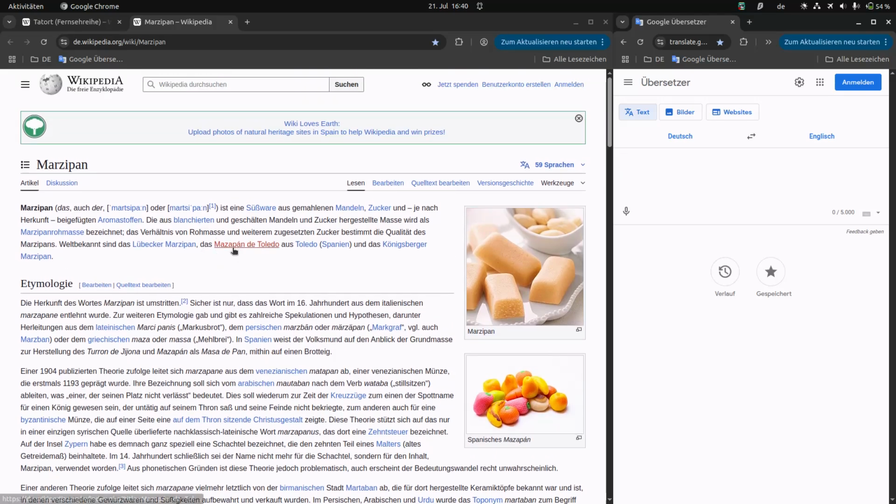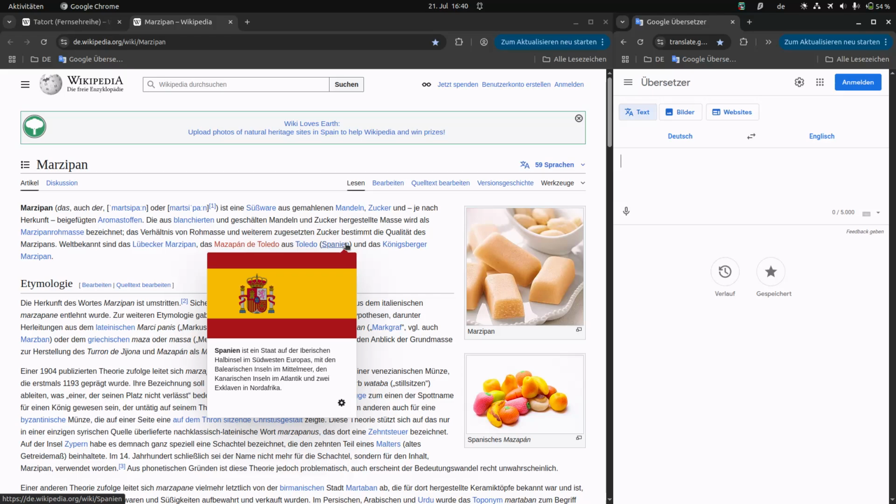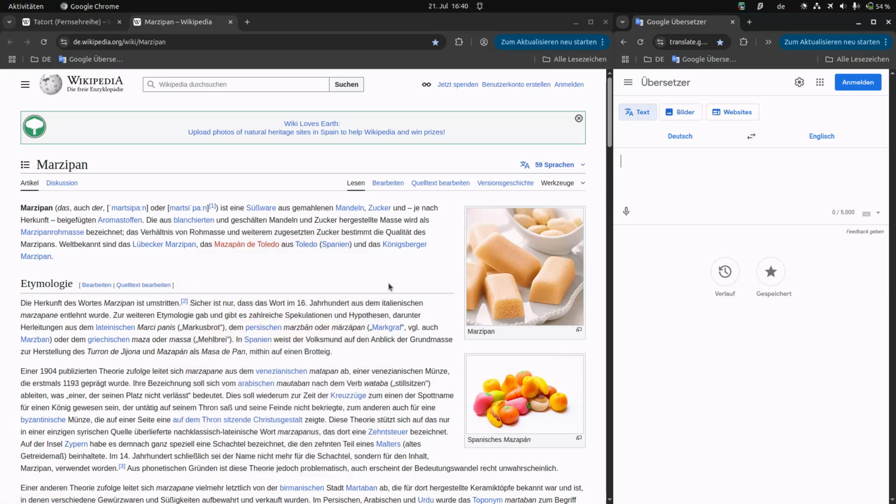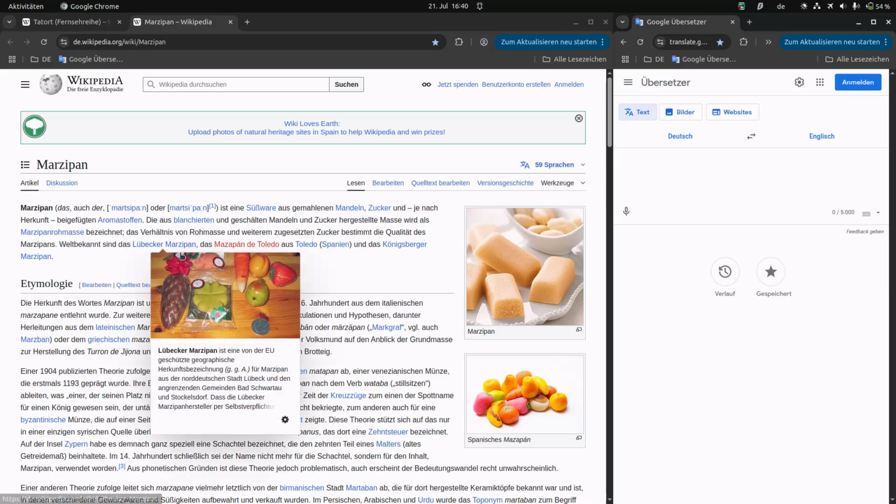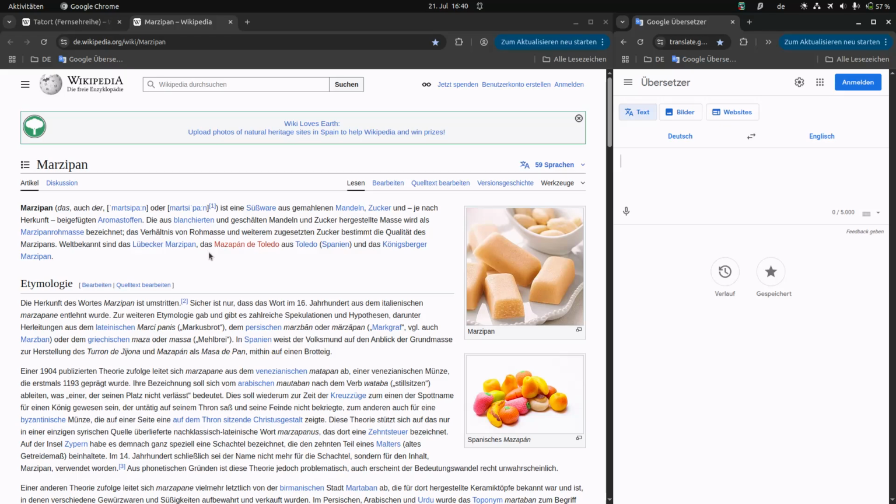And the Marzipan de Toledo, which seems to be a Spanish version of the marzipan from Toledo, which seems to be a Spanish city. Spanien is just the German word for Spain. Sorry if I confuse the English and German words. And the Königsberger Marzipan. So, worldwide known are the Lübecker Marzipan, the marzipan from Lübeck, das Marzipan de Toledo, the marzipan from Toledo.